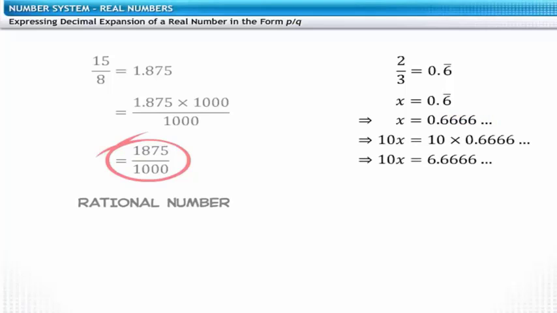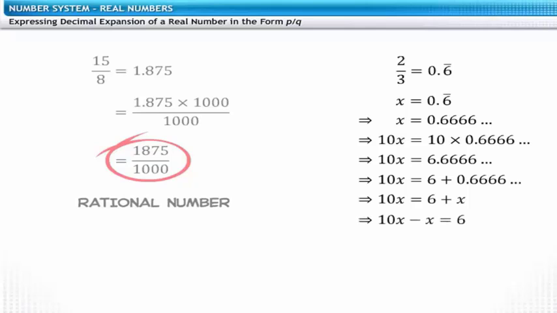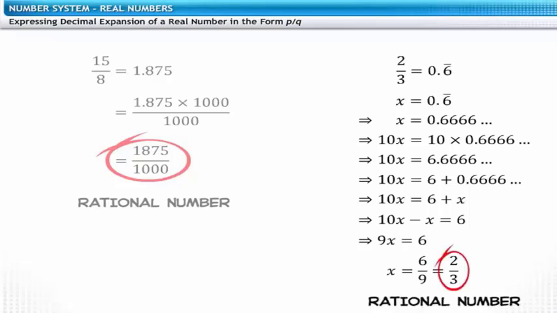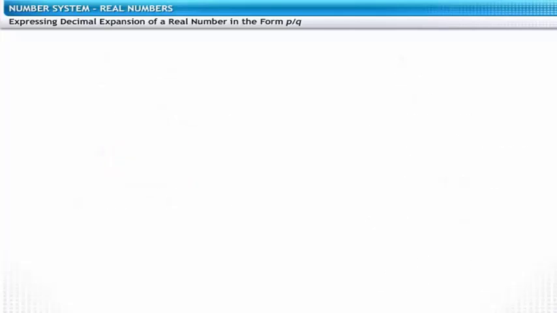The right-hand side of this equation can be expressed as the sum of an integer and a decimal. The right-hand side of this equation is now equal to 6 plus x. Let's solve this equation. We get x equal to 2 divided by 3, which is a rational number. Similarly, every non-terminating recurring decimal expansion can be expressed in the basic form of a rational number.